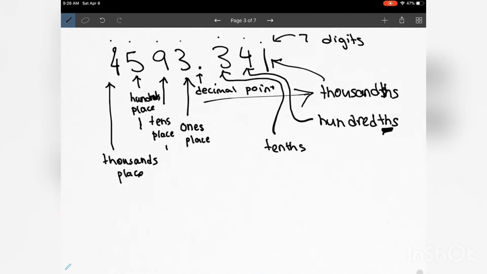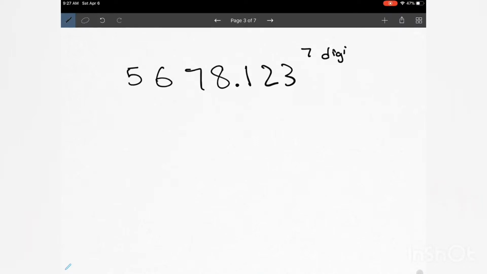This is place value. Before we get confused with all this work, let's do a little bit of learning. Let's do the number 5, 6, 7, 8. Now, there are 7 digits in this number over here. So let's look at this digit right here. What place is it in? Now, this is when we're going to place value.